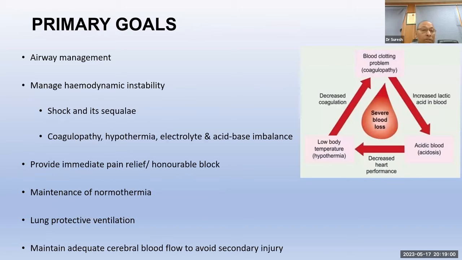The primary goals are always airway management, hemodynamic stability, the various shocks associated with it and management of it, coagulopathy, hypothermia, and electrolyte acid imbalance, because once it happens in the highways, it takes time for the patient to be evacuated. Provide immediate pain relief and on-arrival block, maintenance of normothermia, lung protective ventilation, maintain adequate cerebral blood flow and prevent secondary injury, especially if it's a CNS injury.